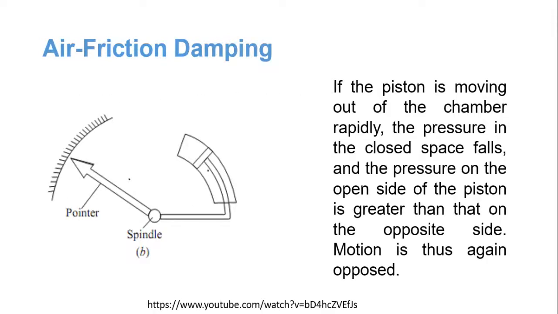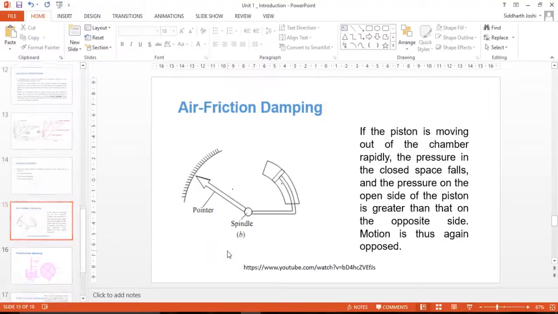In the case of air friction damping, what we have is the position of the outer pointer or the moving chamber, and it works on the basic principle of pressure difference. The pressure in the closed side will fall and the pressure in the open side will be more. So the motion is thus opposed and the pointer will deflect on the scale. Let us have a quick look.